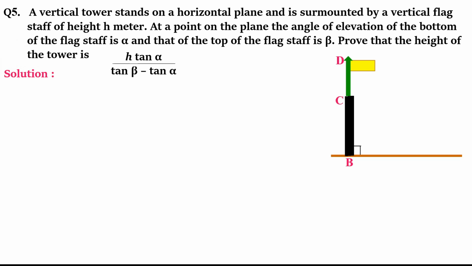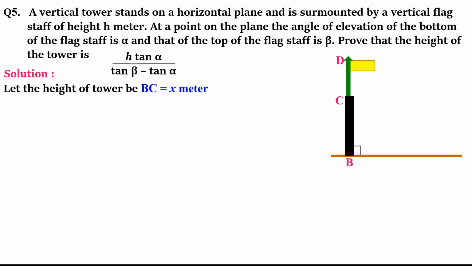Now the next thing they are saying is, at a point on the plane, the angle of elevation of the bottom of the flag staff is alpha. That means on the horizontal plane we will assume any point, and from that point we will observe the bottom of the flag staff and mark it as angle alpha, and from that point we will observe the top of the flag staff and mark it as beta. And what we have to prove is that the height of the tower is h tan alpha upon tan beta minus tan alpha. So let's start with the working part.